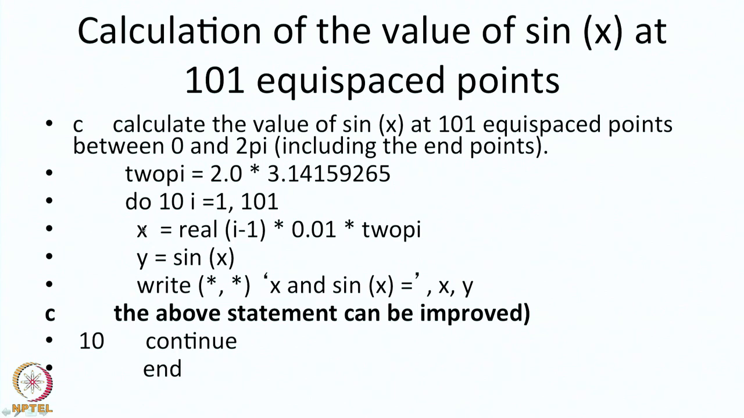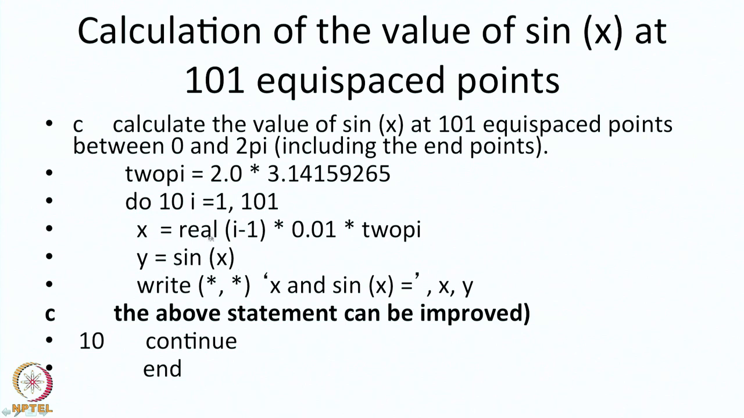So, now the sine function you will be calculating for all real values of x. Now this x is real of I minus 1, first time it is 0 into 0.01 into 2 pi. That means first time the value of x is just 0. Then it calculates y. What is y? y is sine x. So, x is a variable, sine is a function.